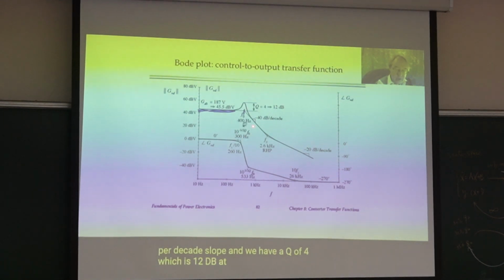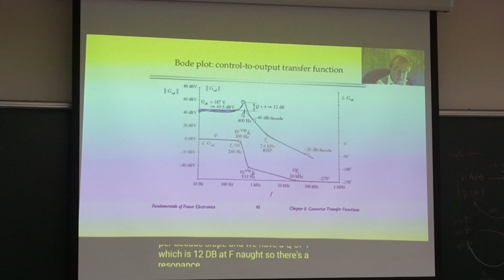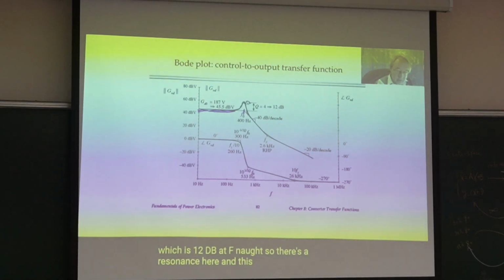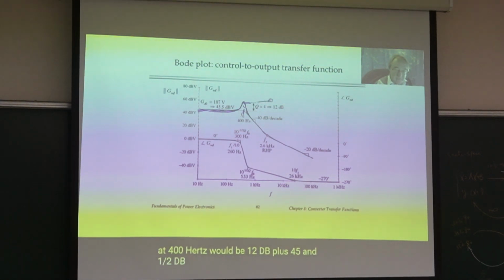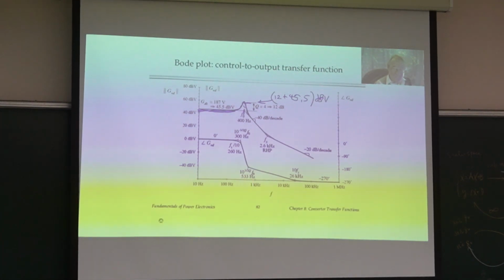So there's a resonance here. The value of the function at the peak at 400 hertz would be 12 dB plus 45.5 dB. So it is a low pass. Okay. So this is the Bode diagram, and we recall this is the Bode plot.